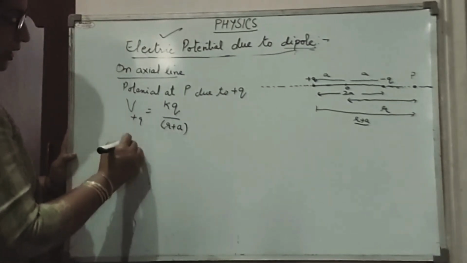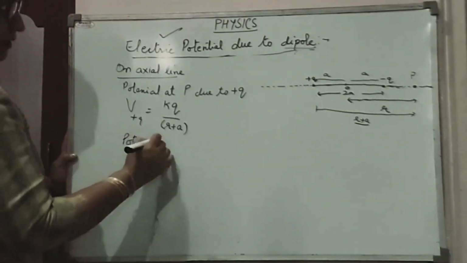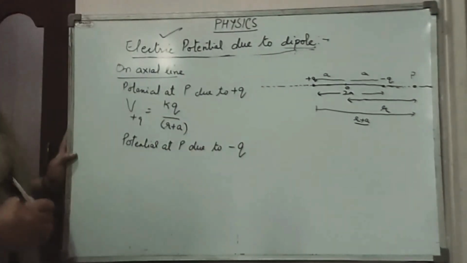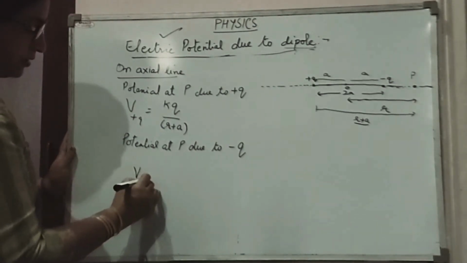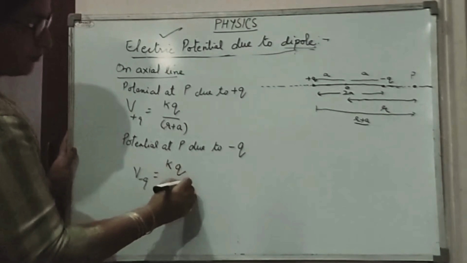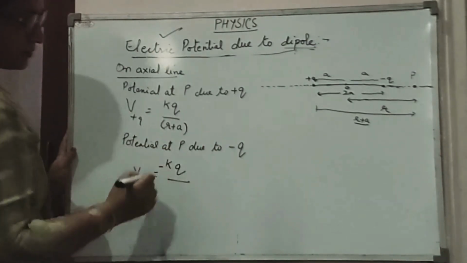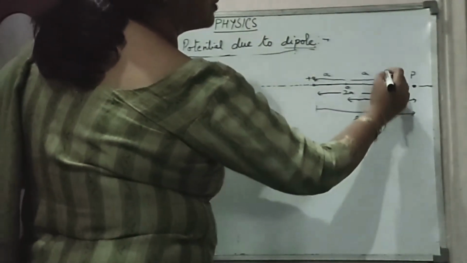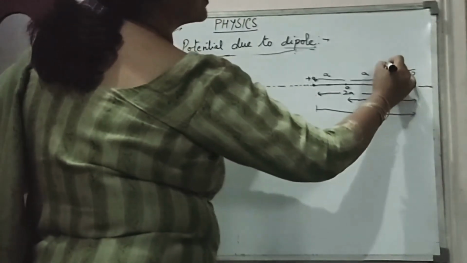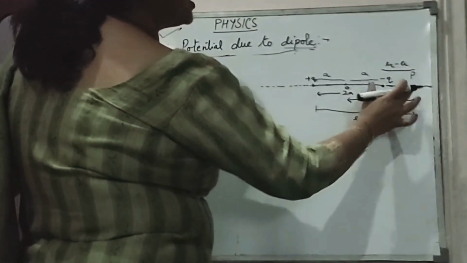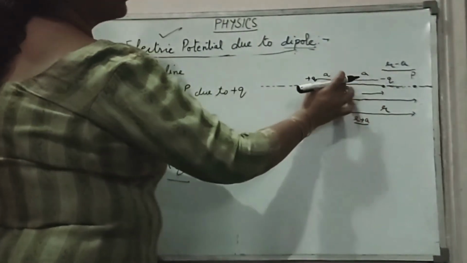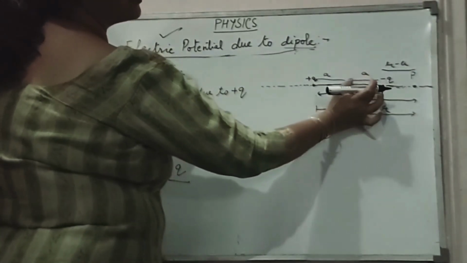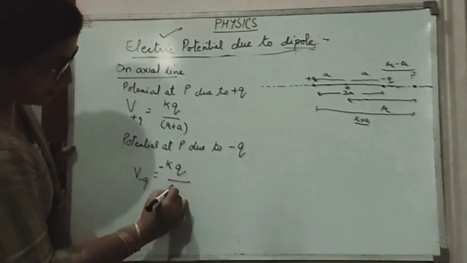Now the potential at point P due to the negative charge minus Q is again equal to KQ, but because this is a negative charge, I will write minus. Now the distance between the minus charge and P is R minus A, because P is at R distance from O and minus Q is at A distance from O, so this distance will be R minus A.